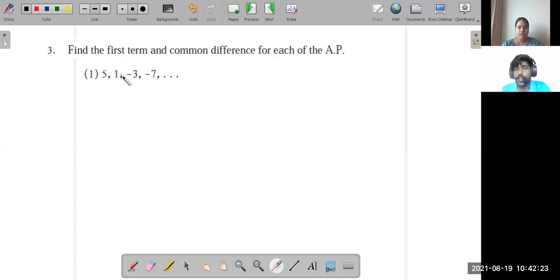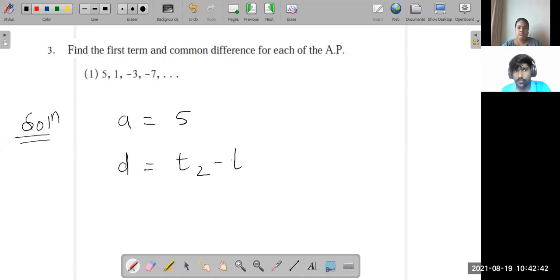Finding the first term and the common difference of the AP. In this, the first term is 5, and you have to find the common difference, and this is already an AP. So A, the first term, is 5. Common difference, you can just do T2 minus T1. So that is 1 minus 5, which is minus 4. That's it. Done.